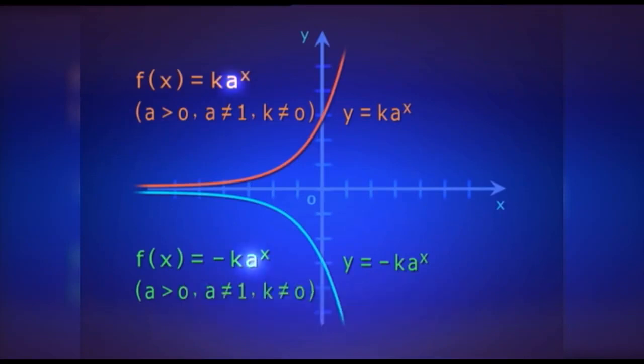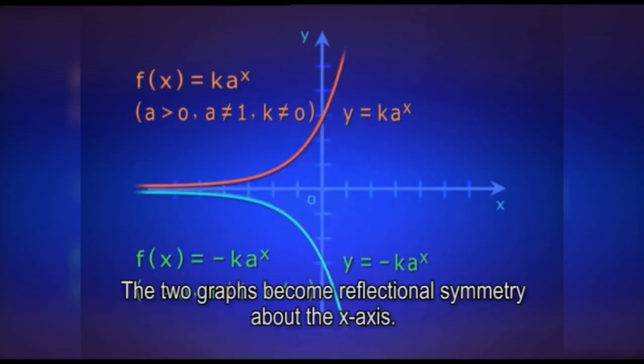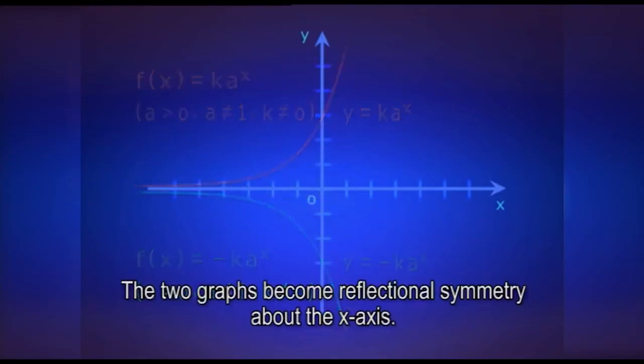The values of a are the same in the two exponential functions. When the value of k is a positive number in an exponential function, the value of k is a negative number in another exponential function. The two graphs become a reflectional symmetry about the x-axis.